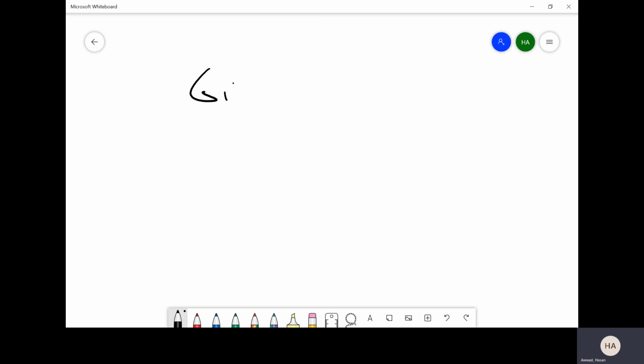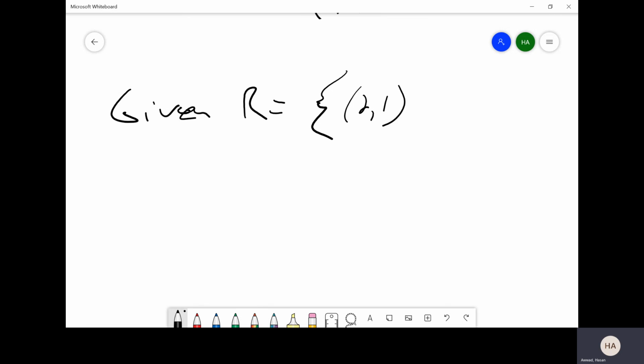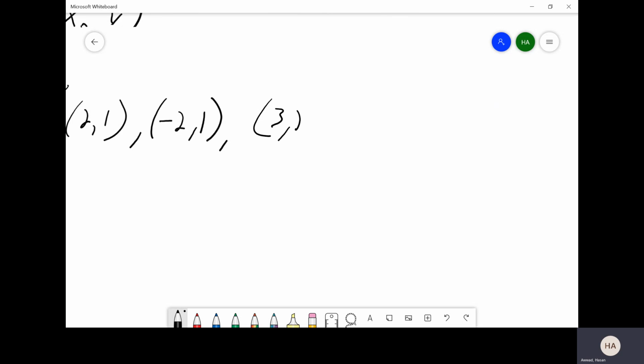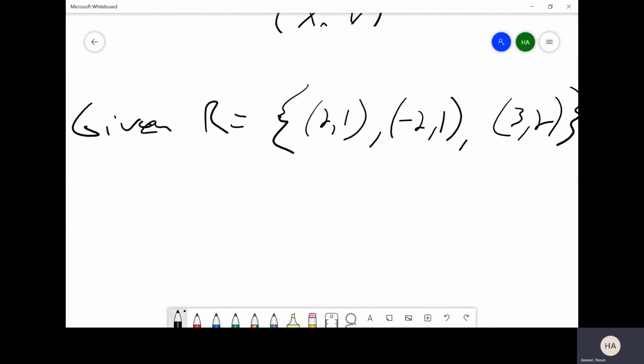Let's say we're given the set R, and R is made up of the following ordered pairs: 2, 1; negative 2, 1; and 3, 2. So this is our set. What we have to do is determine the domain and the range of this, and I also want to figure out whether or not this is a function.